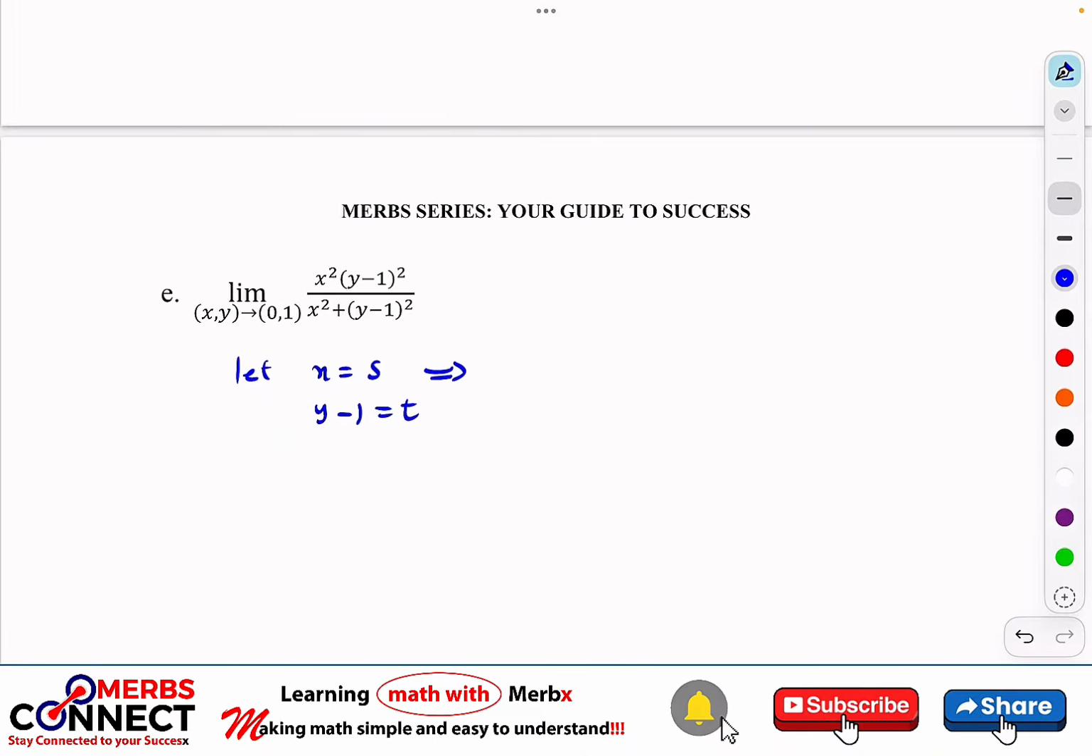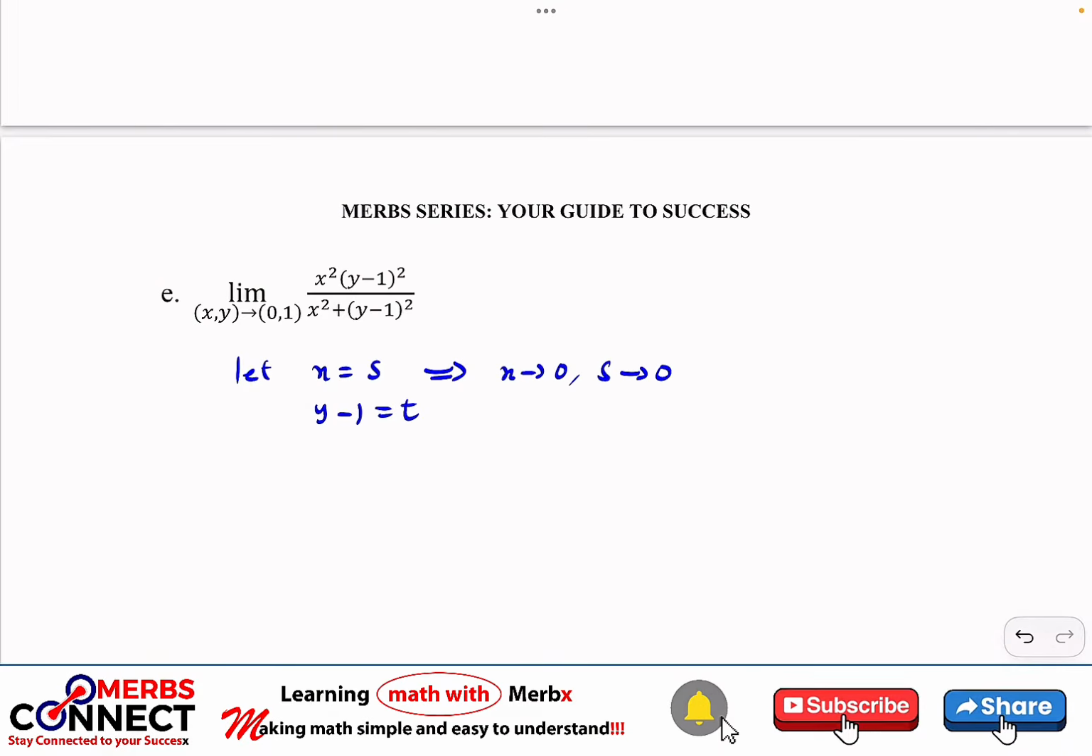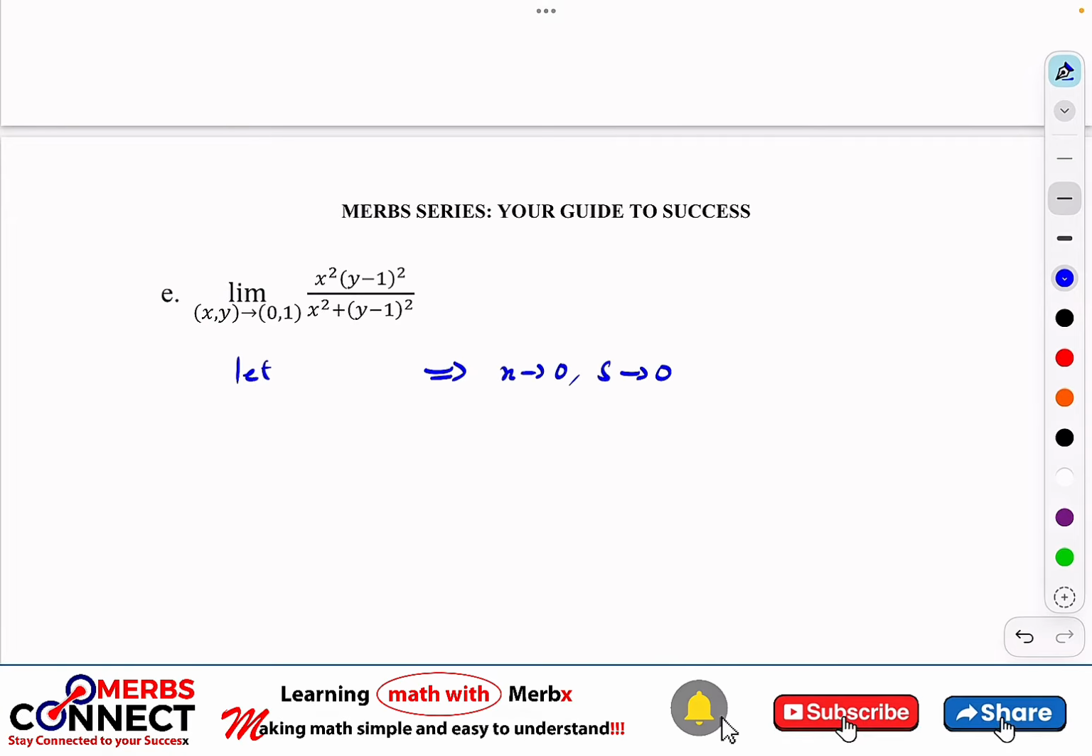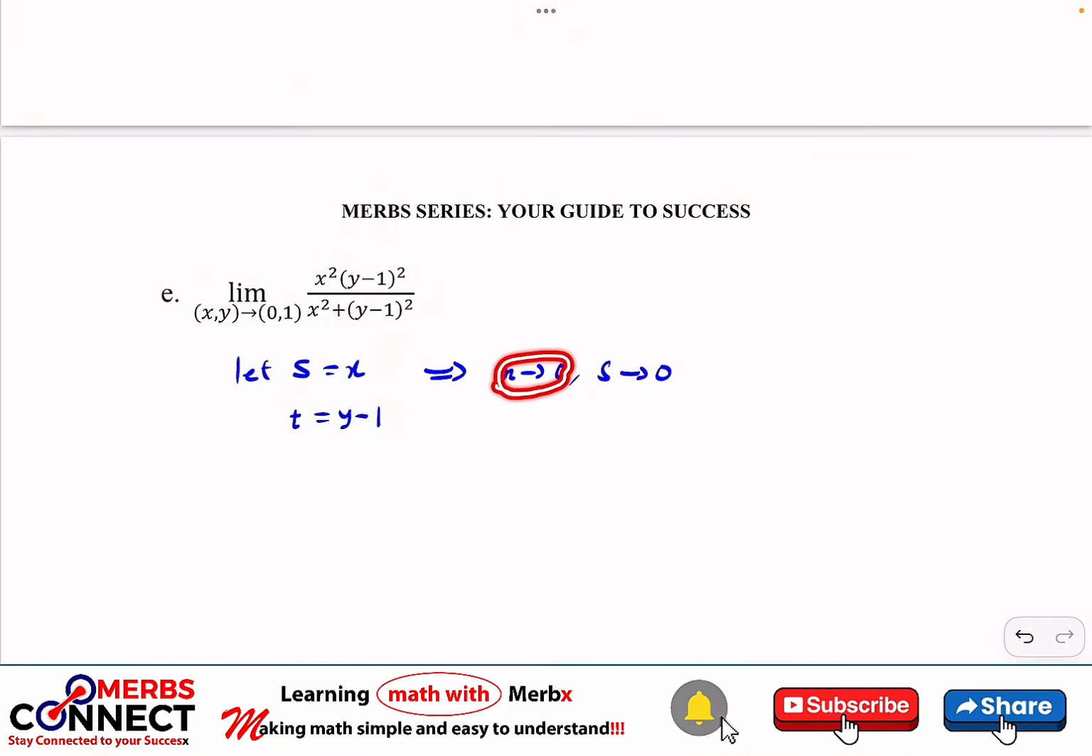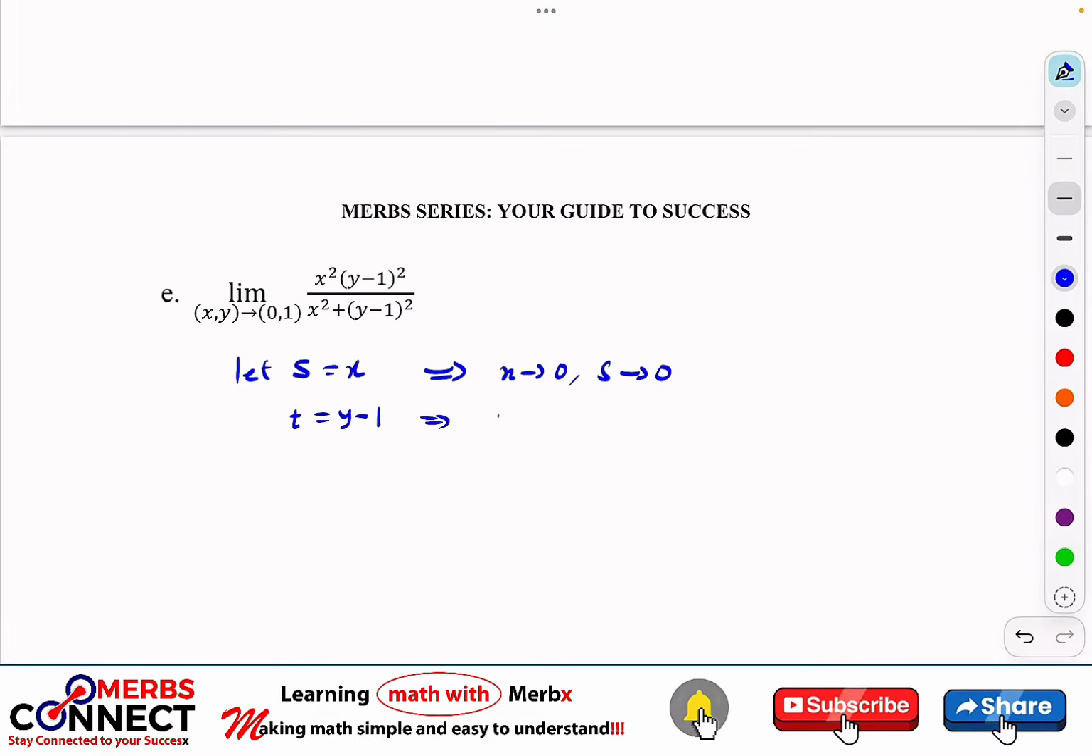So this implies that, now remember, x is approaching 0. So if x is approaching 0, then what will happen to s? Let me change this one so that we are setting s to x and t to y minus 1. So here, if x is approaching 0, it's like putting x equal to 0, then s is going to be 0. Now here, this also implies that if y is approaching 1 from here, then when I set y equal to 1 here, t will be 0.